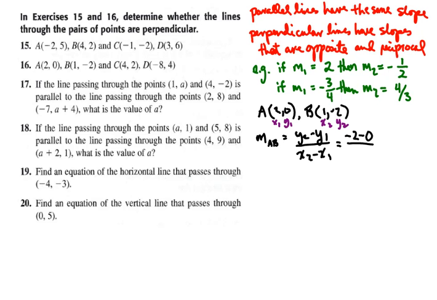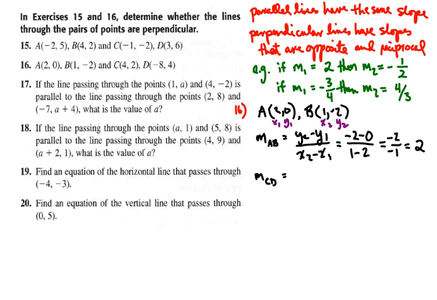And so we have negative 2 minus 0. Then x2 is 1 and x1 is 2. And so the denominator is 1 minus 2. And that leaves us with negative 2 over negative 1, which simplifies to positive 2. Then let's look at the second pair of points.